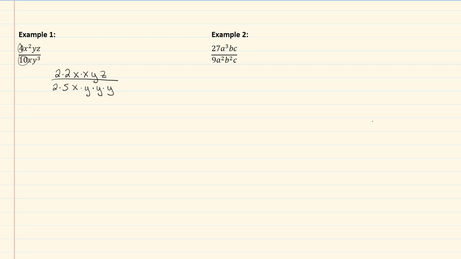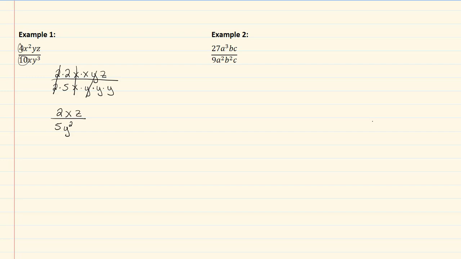Crossing off everything that's in common, I have 2's in common. I have one x in common and one y in common. Doesn't look like I have anything else. So writing down what's left, I get 2xz all over 5. And then I have 2 y's, which would be y squared, and I have it reduced.